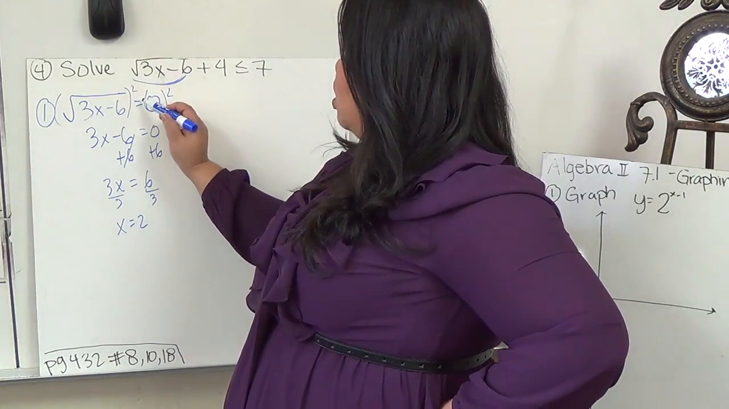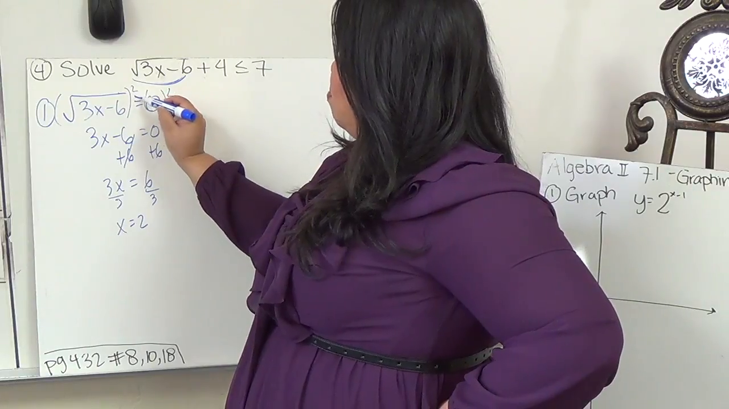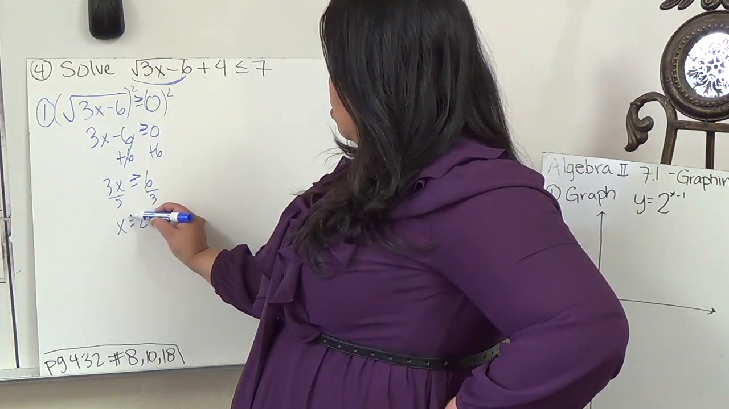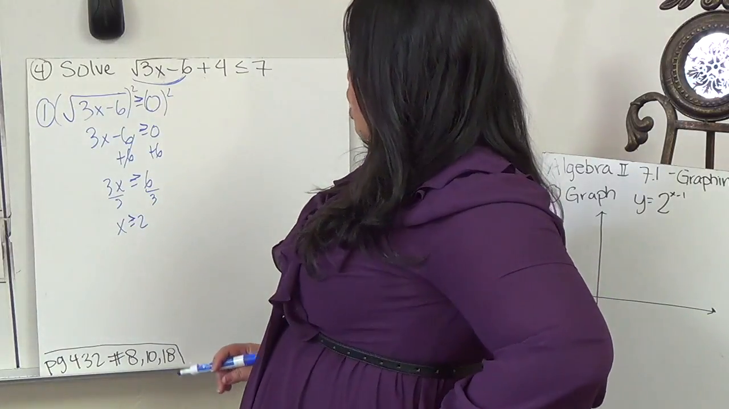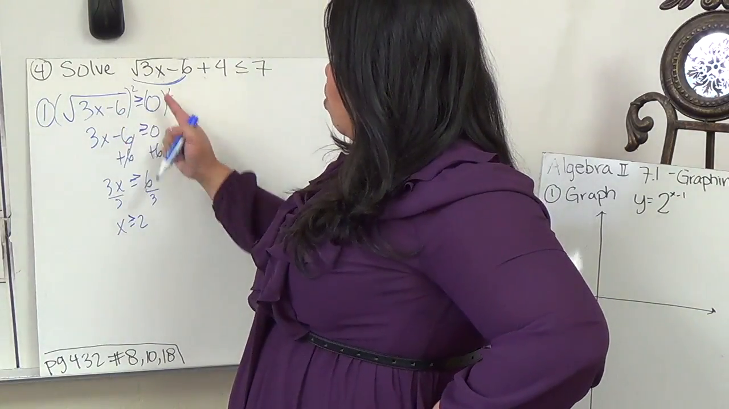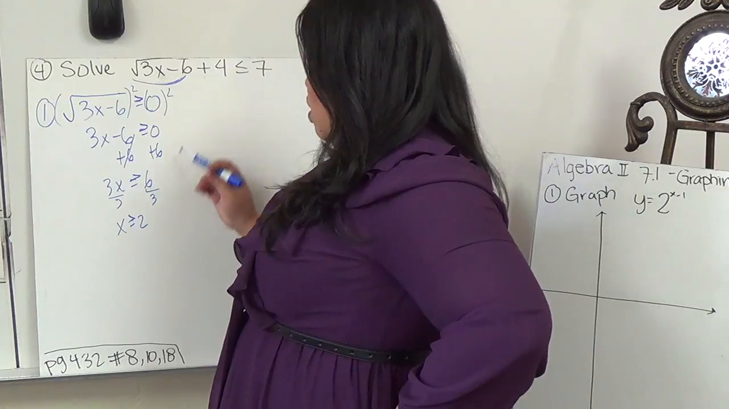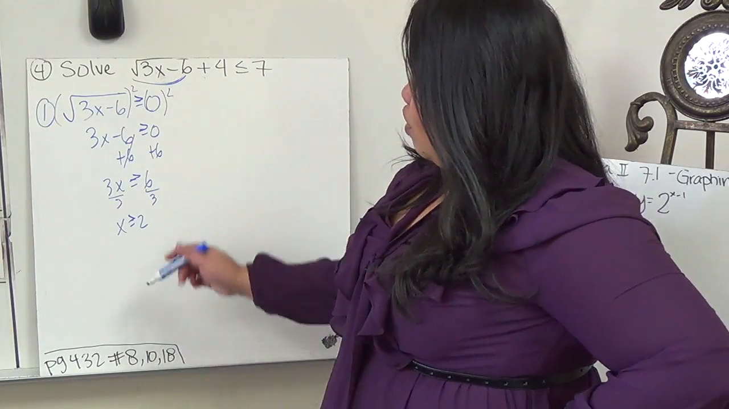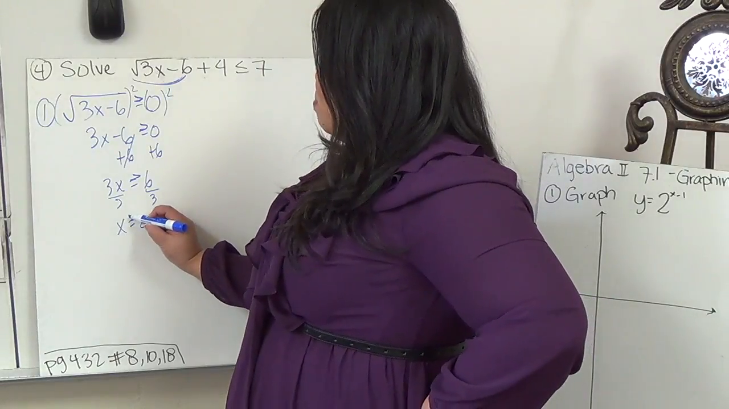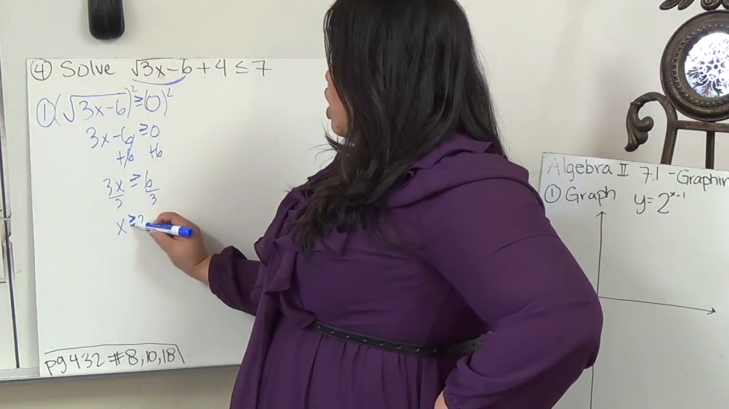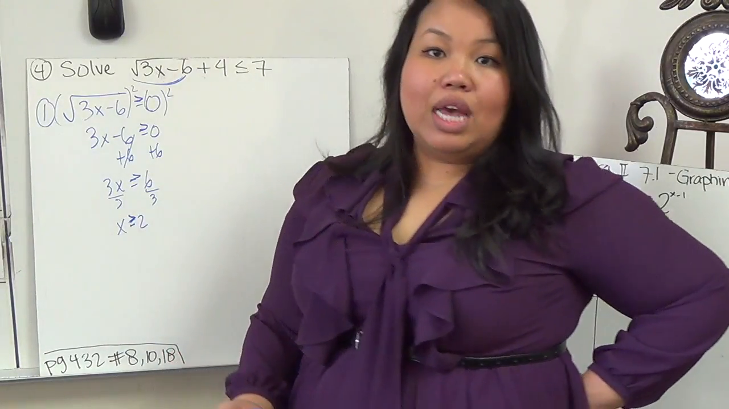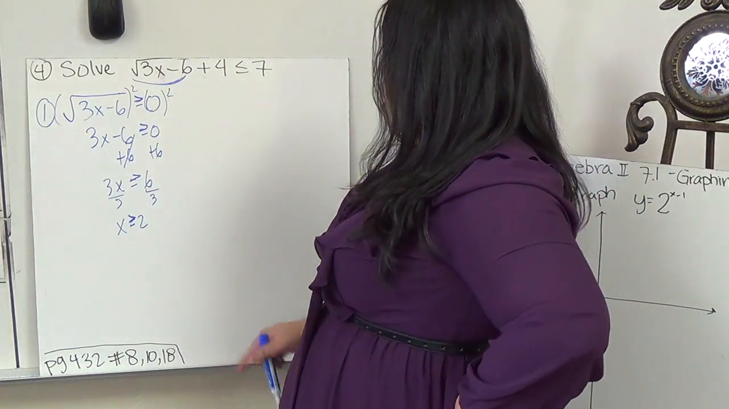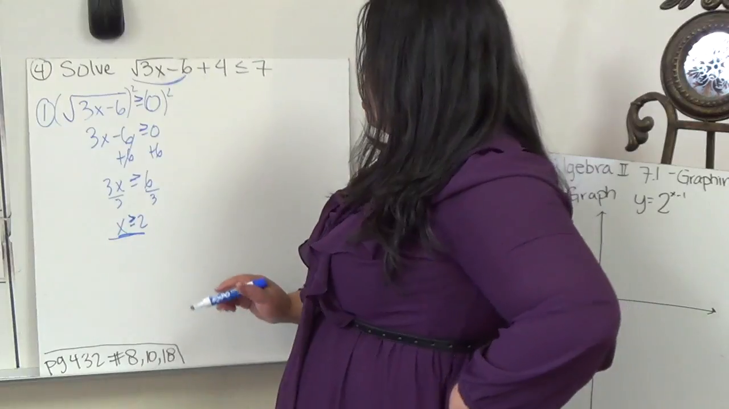So I need to know when x is bigger than or equal to 2. Sorry, this has to be greater than or equal to 0. And because I didn't multiply or divide by a negative, I don't flip the sign. So x has to be bigger than or equal to 2 in order for me to have a positive number in that square root. So this is the first part of my solution.